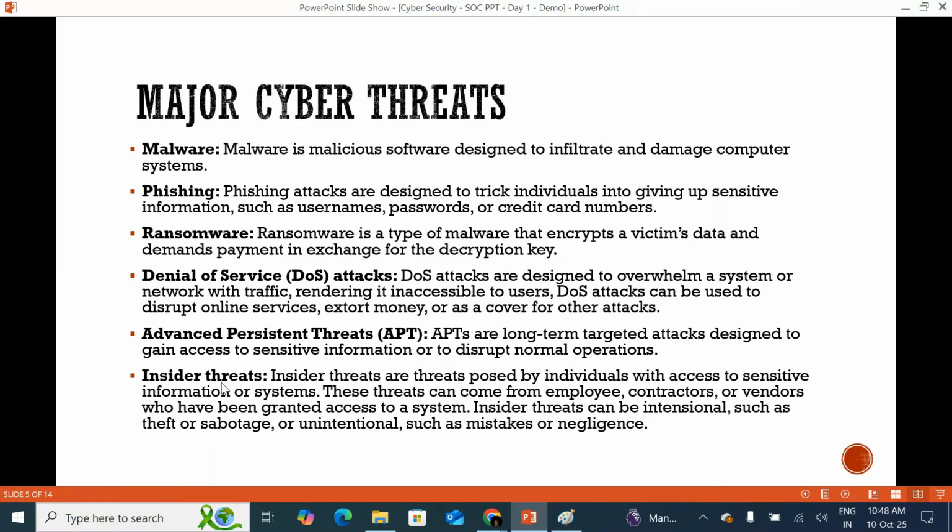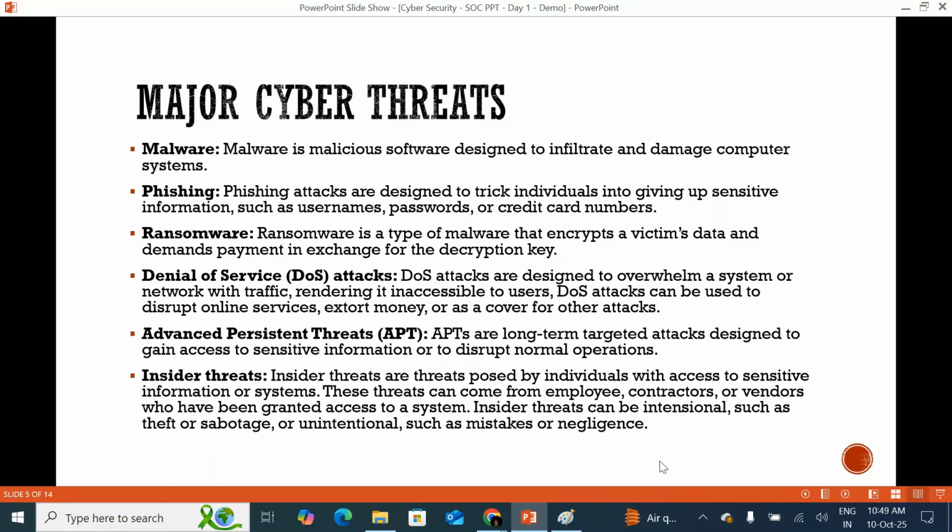And there are insider threats. Insider threats are threats posed by individuals with access to sensitive information or a system. These can come from employees, contractors, or vendors who have gained access to the system. Insider threats can be intentional, such as theft or sabotage, or unintentional, such as mistakes or negligence. Even employees, vendors, or other partners can carry out internal attacks, and that comes under insider threats.